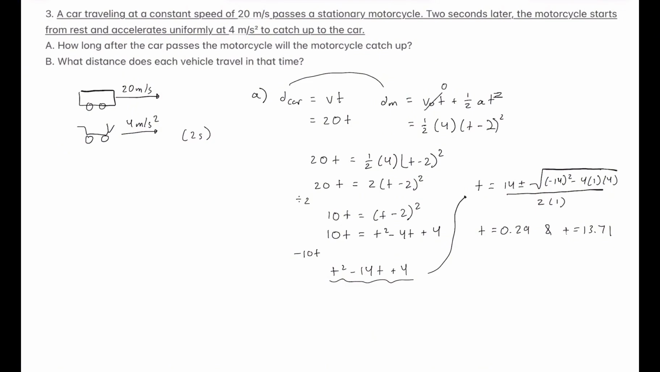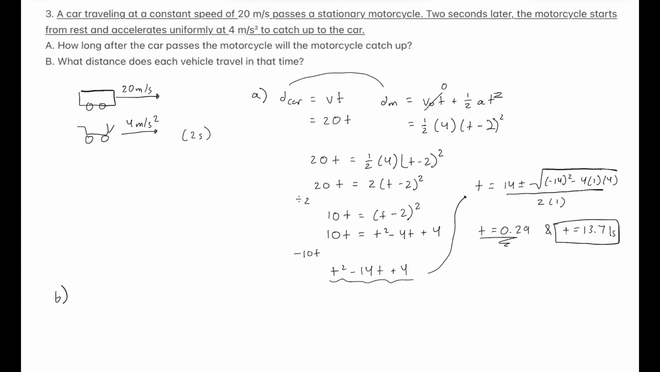13.71. It doesn't make sense that t could be 0.29 because the motorcycle doesn't even start moving until 2 seconds after the car passes it, so t has to be at least 2 in this problem. So for part A, we have t is equal to 13.71 seconds. Let's move on to part B.